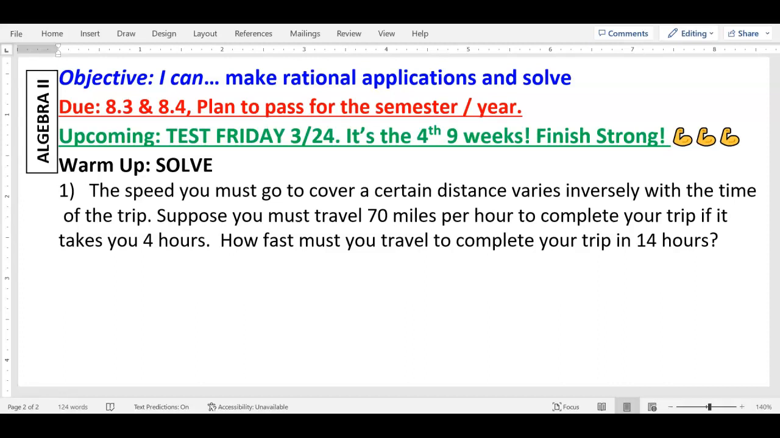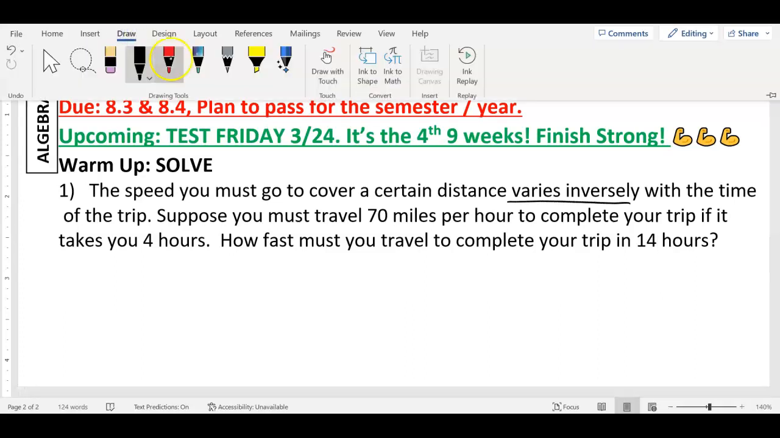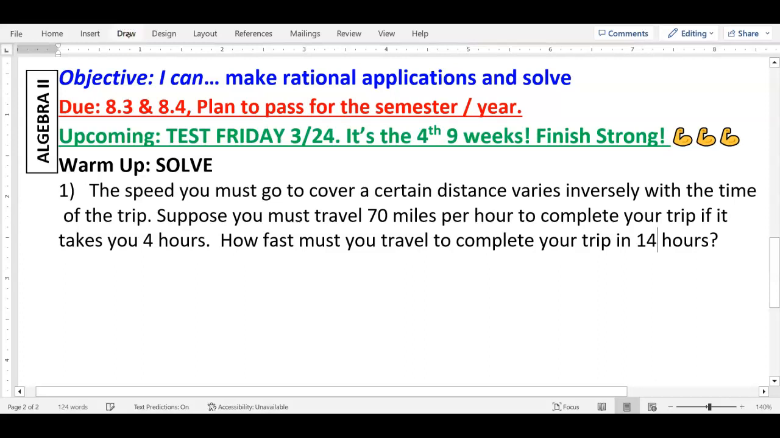Okay. Now, this problem is a kind of a ripoff of a problem on your assignment. So hopefully this looks familiar because it's just like what we did on the notes. Okay. So let's read it. The speed you must go to cover a certain distance varies inversely. Do we have to write that down? You don't have to. Just show your work. Okay. Now it says speed varies inversely with time. Cool. So this is like example 1 from yesterday's notes. Does everyone have it? Hey, look over here.